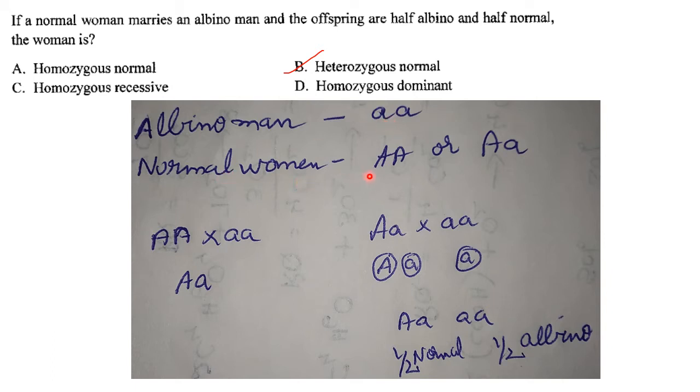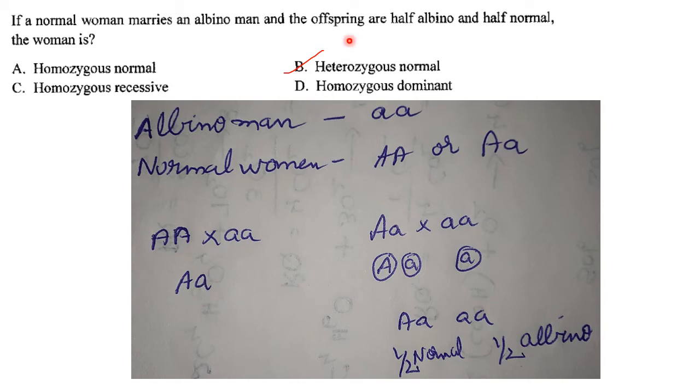So the normal woman can be either capital A capital A or capital A small a. This is the carrier form. So even then, since capital A is the dominant character, that is normal color, the woman will be showing only normal skin coloration and not albino, because albino is expressed only in homozygous recessive condition. So albino man will be small a. Now if the woman's genotype is capital A capital A and man is small a, then no offspring will be albino. All will be normal color.